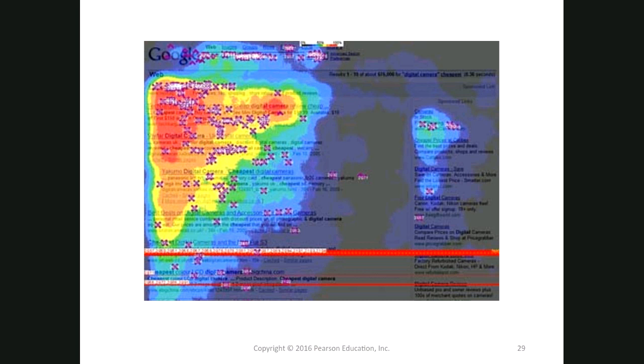So I'm going to give you a second to look at that slide and think about it. And what do you think that is? Well, it looks to be the search results from a Google search, right? But what is all of this that's overlaid?